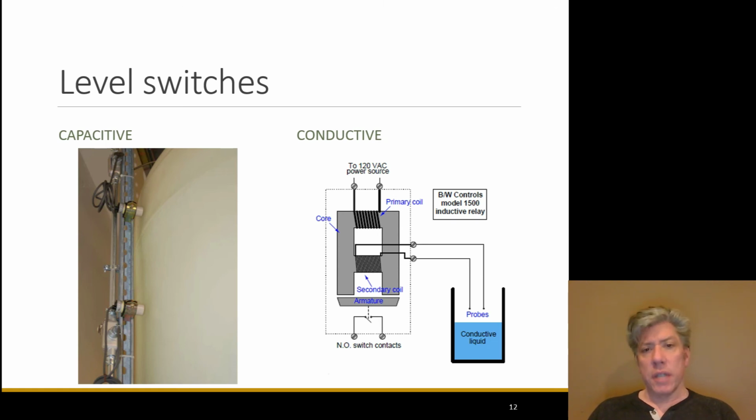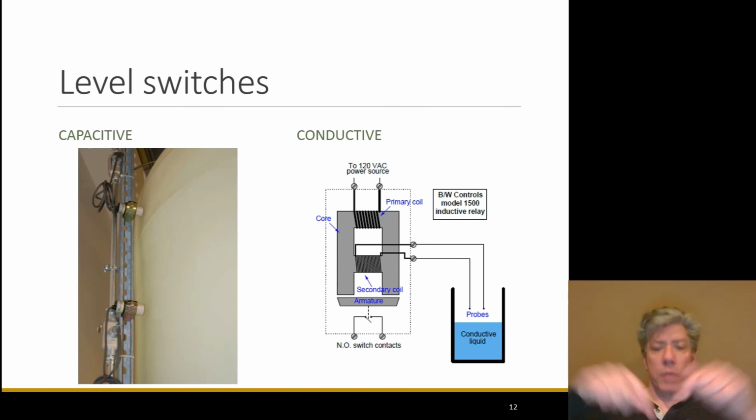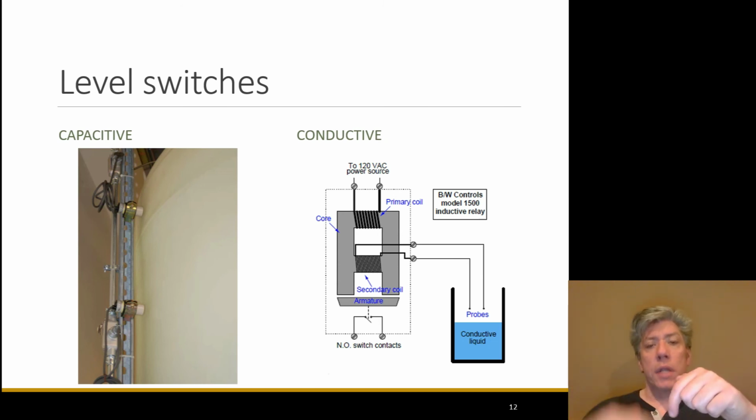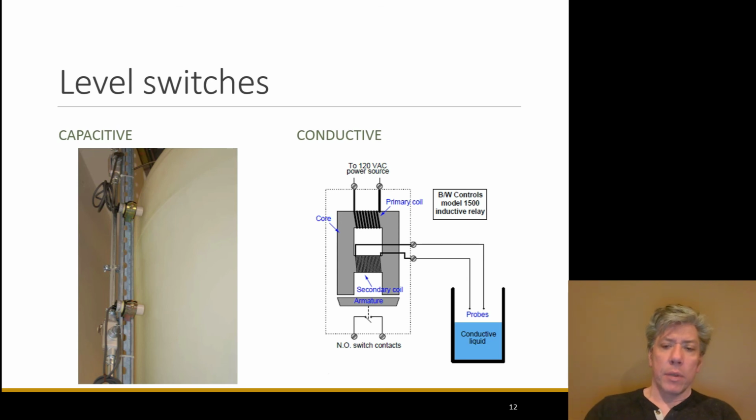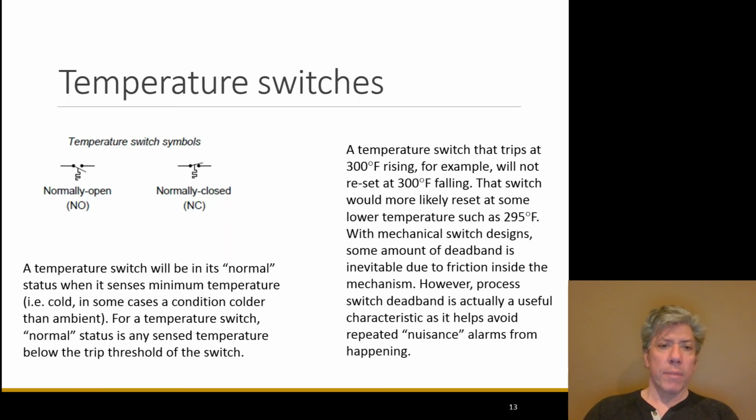There are also conductive switches. If the liquid being measured is conductive, then two probes that are separated can use the liquid as a normally open switch, where when the liquid comes up it closes the contacts and thereby pulls in a switch so that the signal can go into a PLC to let it know that the level has reached wherever the height of the probes are in the tank.